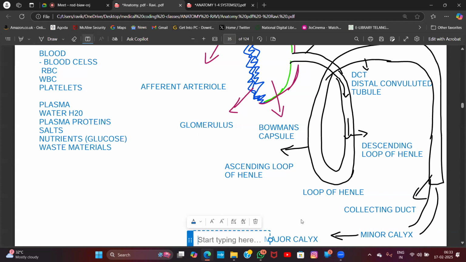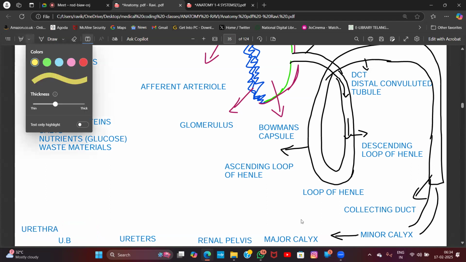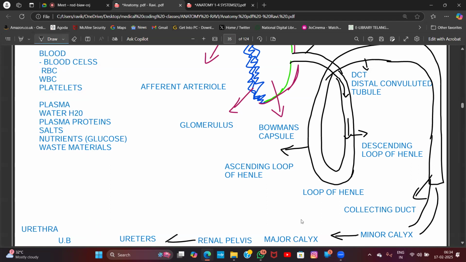This major calyx leads to the renal pelvis. The renal pelvis leads to the ureters. The ureters lead to the urinary bladder. The urinary bladder leads to the last part, called the urethra.